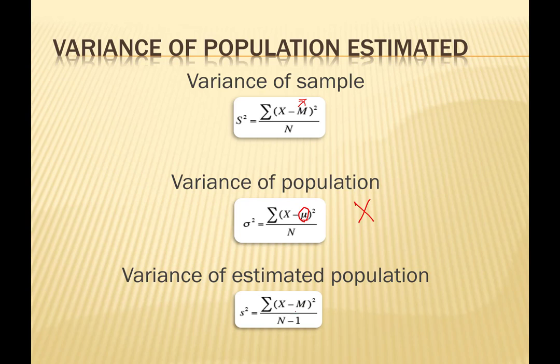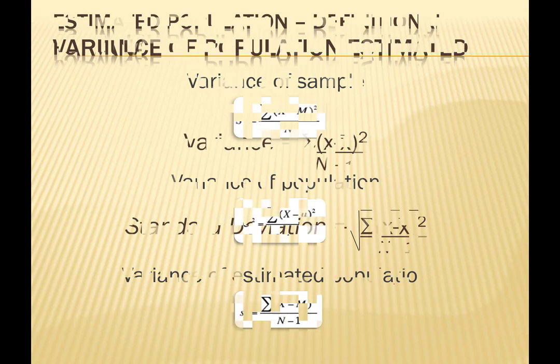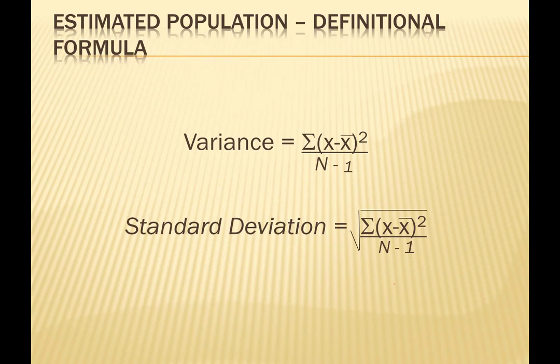So if you recall the variance formula, definitional, right? It's x minus m, or mean, or x bar. But it takes on this little notation, minus 1. So that would be the only difference really between the formulas for the variance of a sample and the variance of the estimated population. We use the variance of the estimated population for hypothesis testing because that's an estimate of the population and not a straightforward variance of the sample. So then for the estimated population using the definitional formula, the formula for variance just takes on minus 1. And same thing, minus 1. This is for the definitional formula.